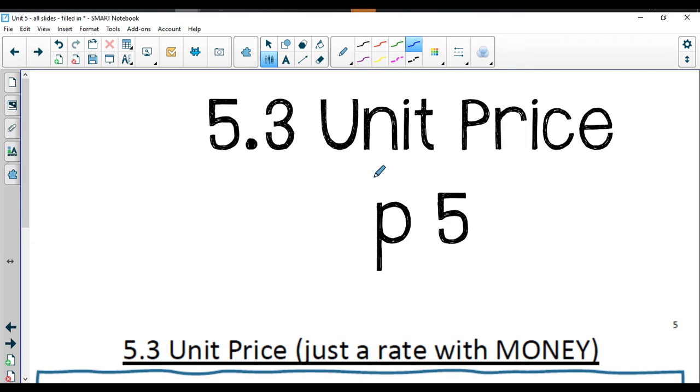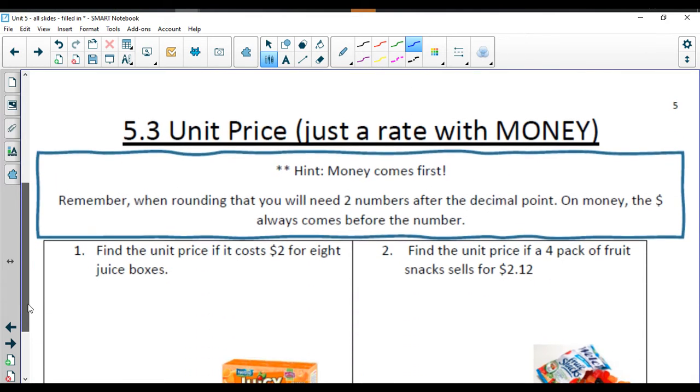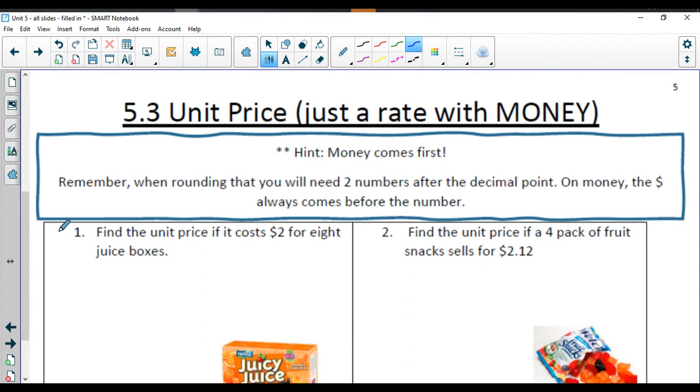This lesson is 5.3. We're talking about unit price, and we're on page 5 in your notes packet. So we're going to start here. Unit price is just a rate with money. When you're doing a rate problem, remember rate is just a division problem, and you're going to be dealing with money. A little hint for you: the money is always going to come first. So when we set up our division problem, the money goes on top, and then the item goes down here on the bottom.